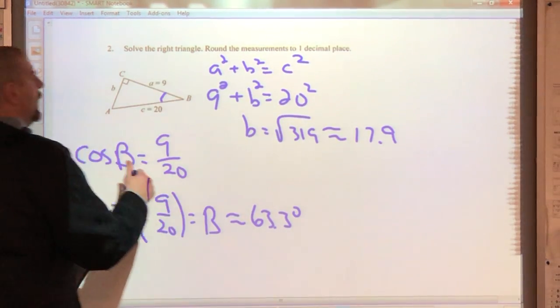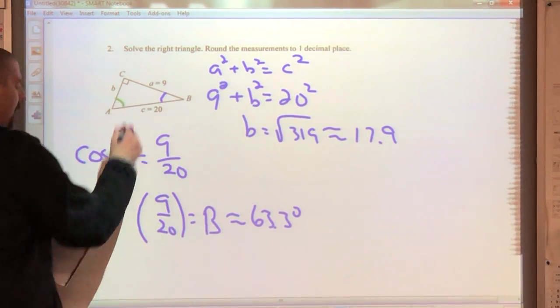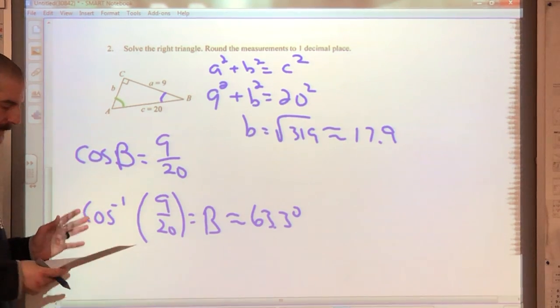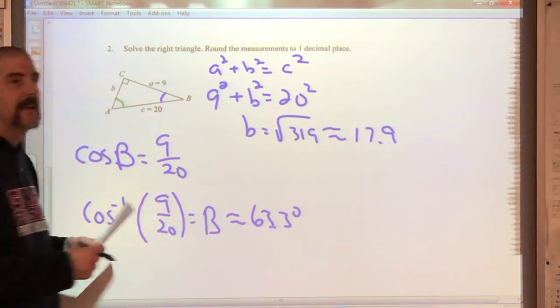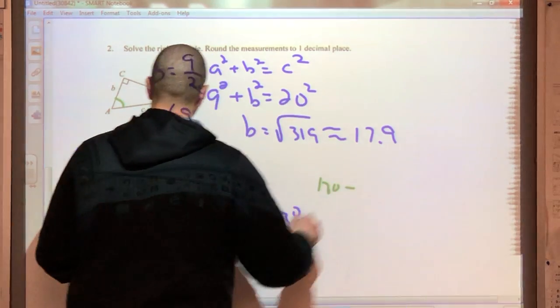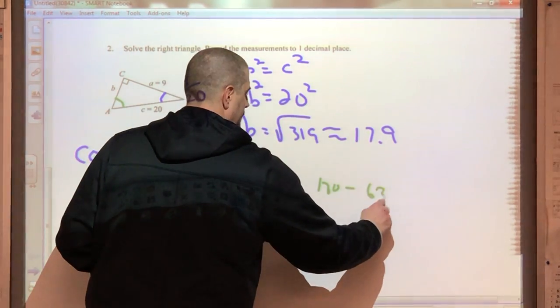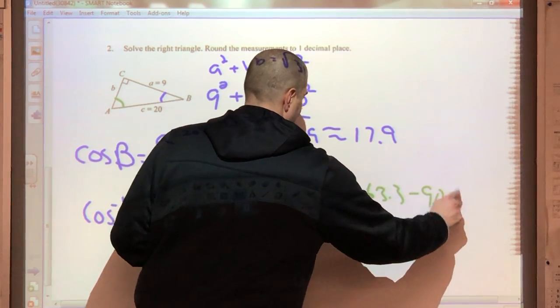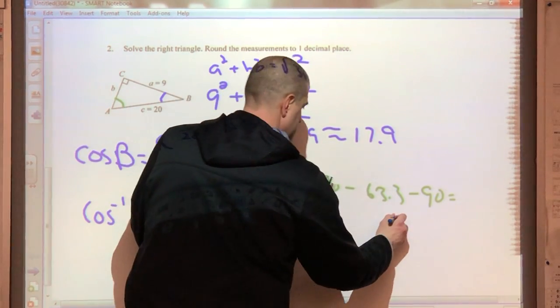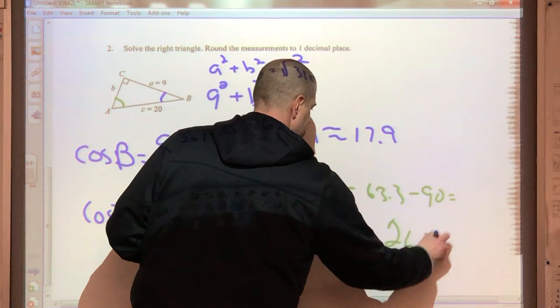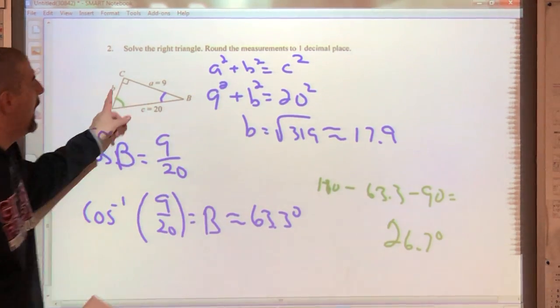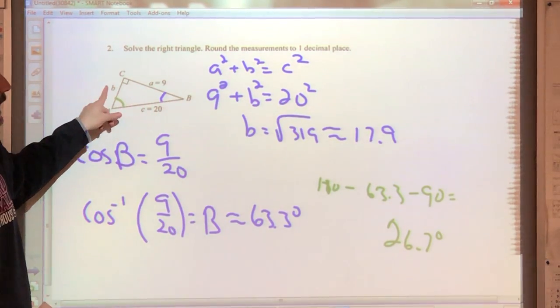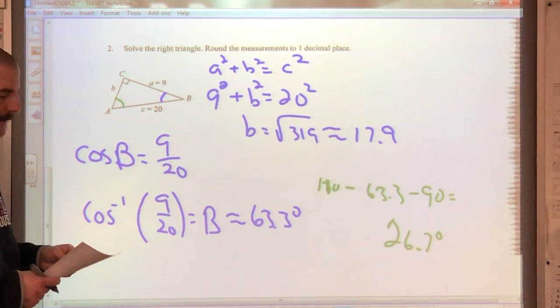Then we're going to now try to find angle A. Now, angle A, again, is just 180 minus 63.3, minus 90. So that's going to give us 26.7 degrees. So now we know A, B, and C, so we've solved this triangle.